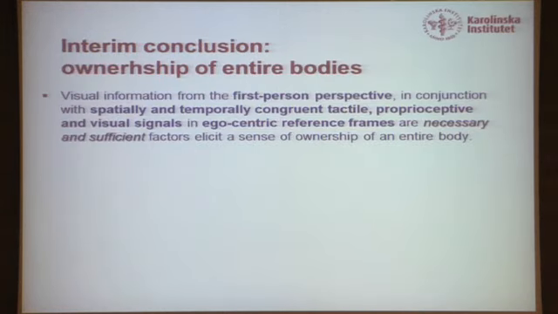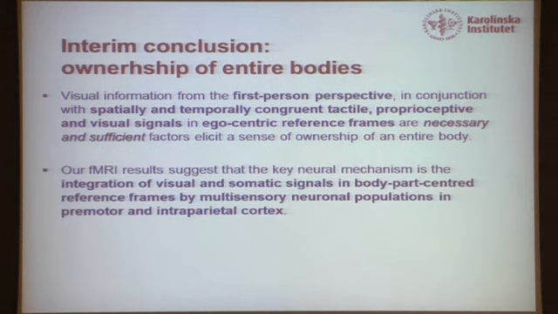Okay, so I'm just going to conclude here because I presented some unpublished data. So let me read to you the conclusions. We conclude that visual information from the first-person perspective, in conjunction with spatially and temporally congruent tactile, proprioceptive, and visual signals in egocentric reference frames, are necessary and sufficient factors to elicit a sense of ownership of the entire body. And I talked to philosopher Thomas Metzinger, and he did not think that this was an exaggeration, so I kept it there, even though it's a very strong claim.